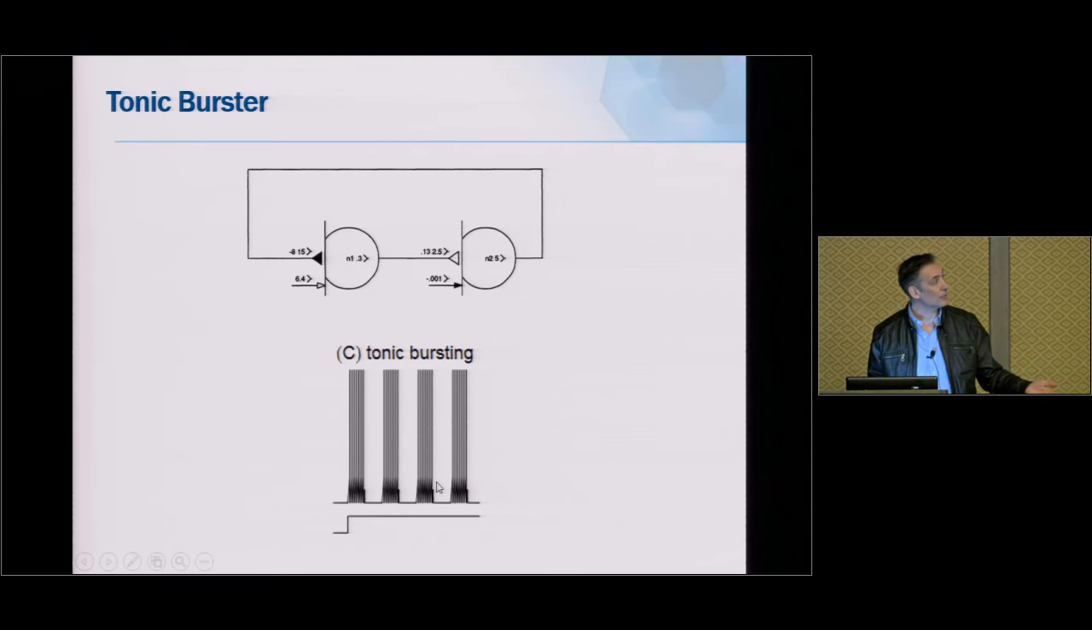You see this C, tonic bursting. C, that's because that's Eugene Izhikevich's third of his many patterns. You probably recognize that, and I'll show you the whole picture in a minute. But the first one was A, tonic spiking. That's his first pattern. C is the third one.